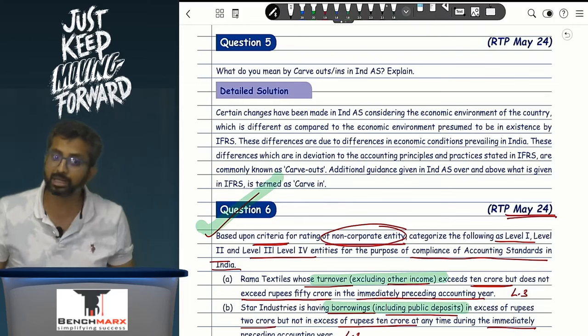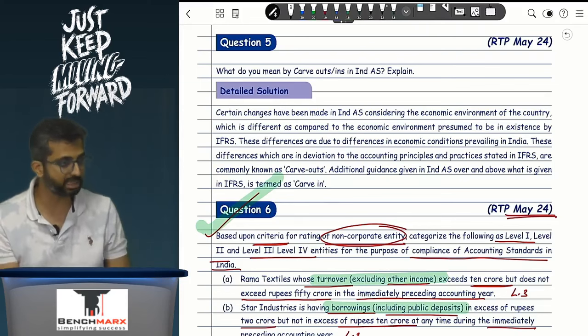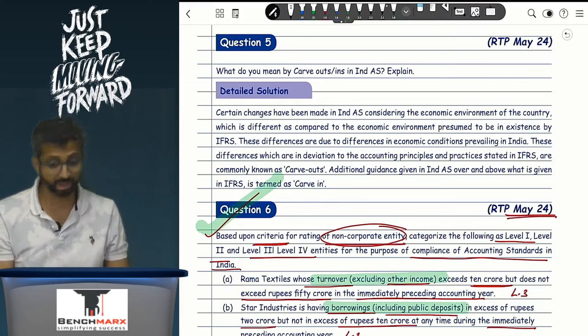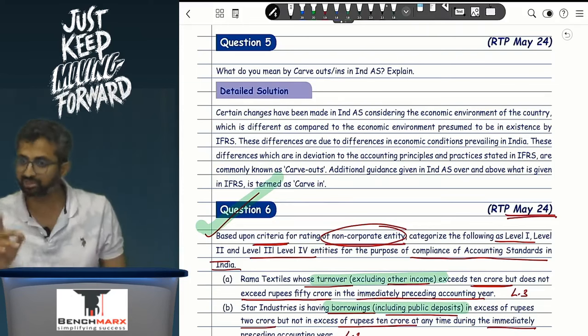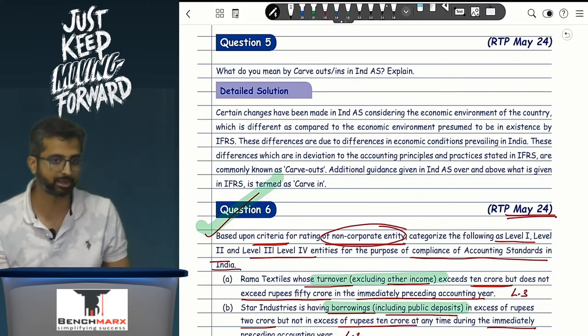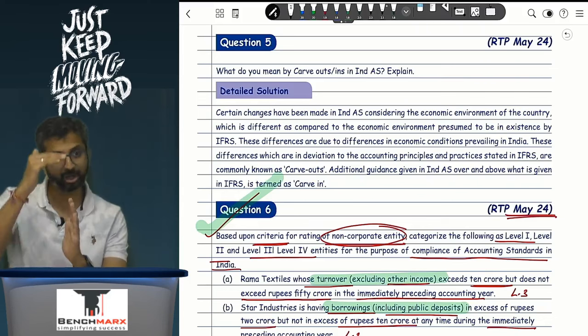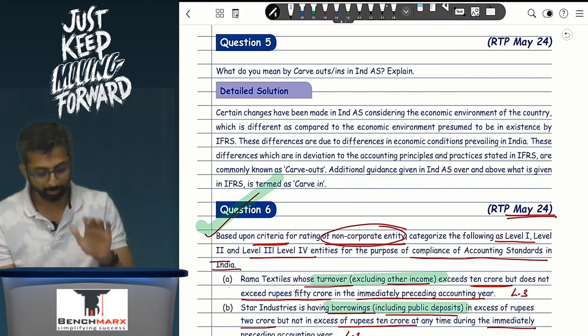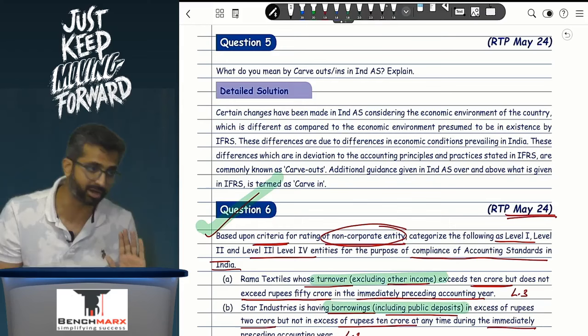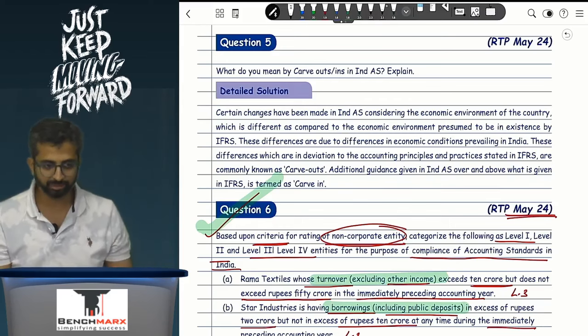In CA Inter you will study AS, and in CA Final you will study Ind AS. If your AS is strong, your Ind AS will be strong. If your AS is weak, in CA Final your Ind AS will also have a problem, because Ind AS is an improvised version, it is one step above, not one, two or three steps above AS. So if your AS is weak, Ind AS will also be weak at final CA. Are we clear with this?